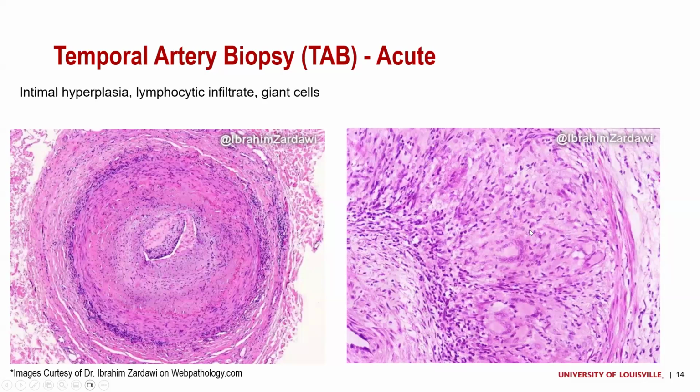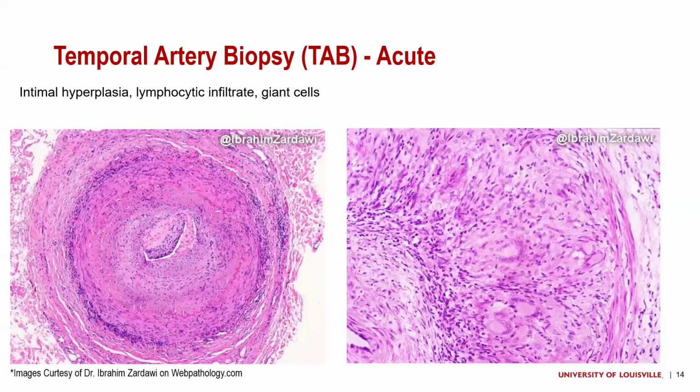And then the most specific sign by far, the one where if you see this, you know there's very few things that cause this, is if you see giant cells. So here's a picture with some giant cells surrounding the internal elastic lamina. If you see that, there's very few things that can cause that, and that really makes you confident in a diagnosis of giant cell arteritis.